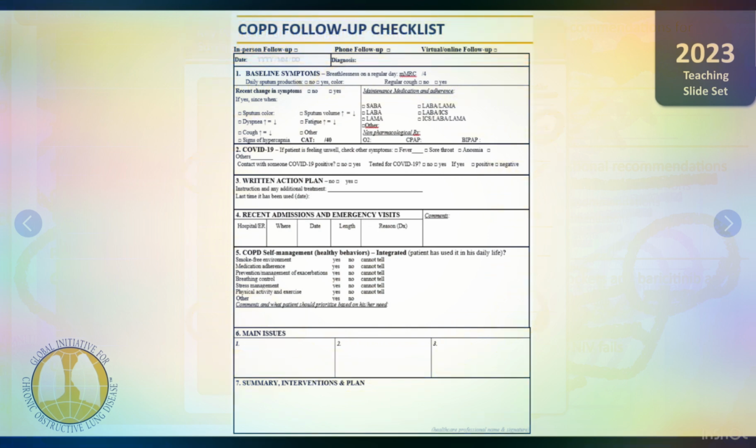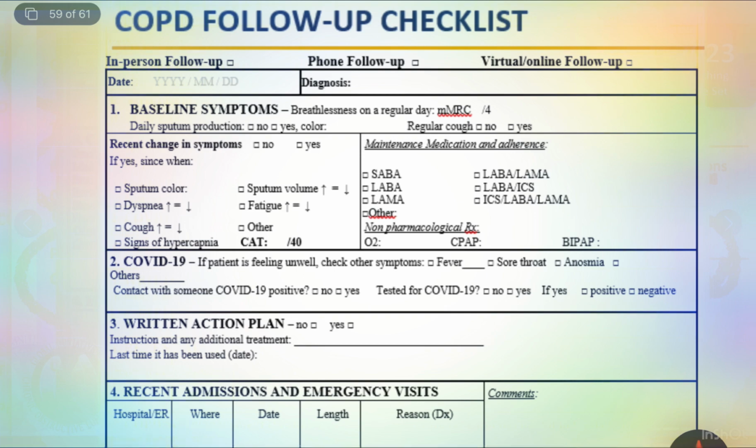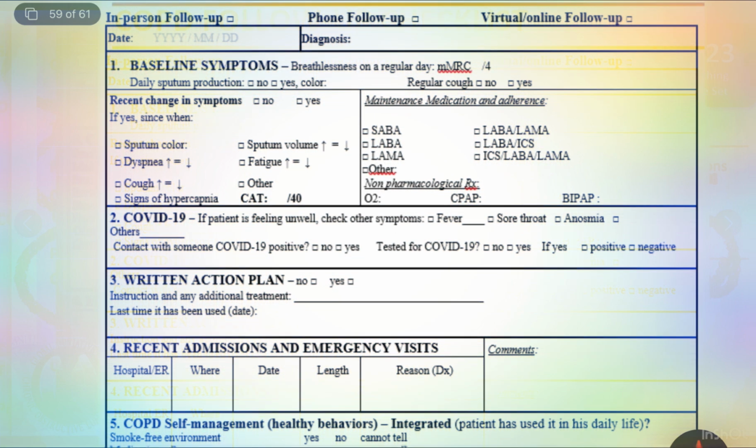Then they are talking about the COPD follow up checklist. So yes, there is a recommended COPD follow up checklist. Here they are telling that follow up could be either in person follow up, phone follow up, or virtual follow up. So this is the column for date, for diagnosis, then baseline symptoms we have to check.